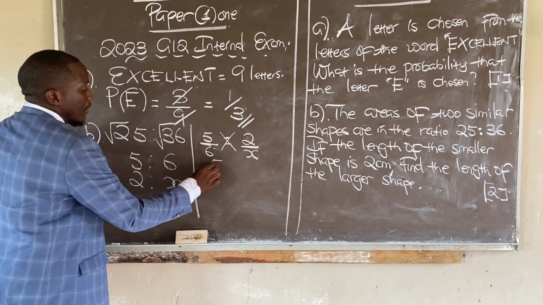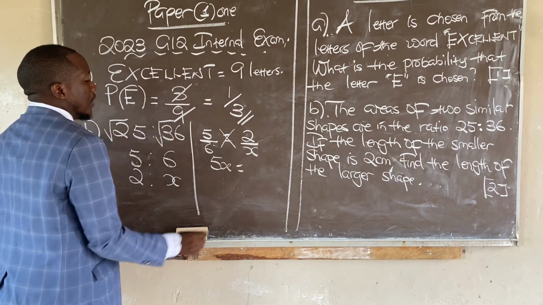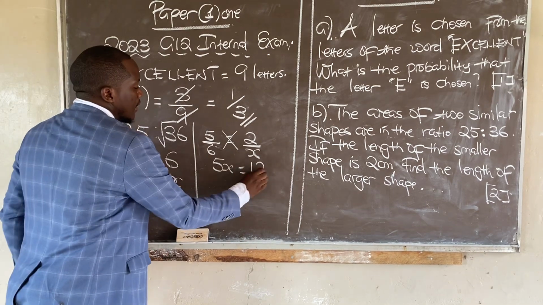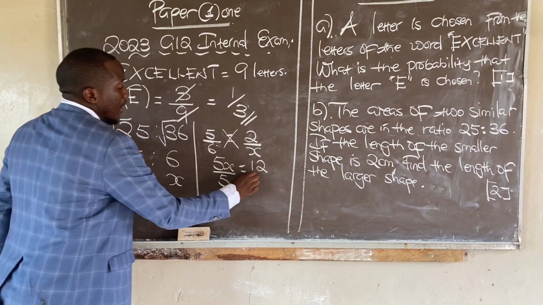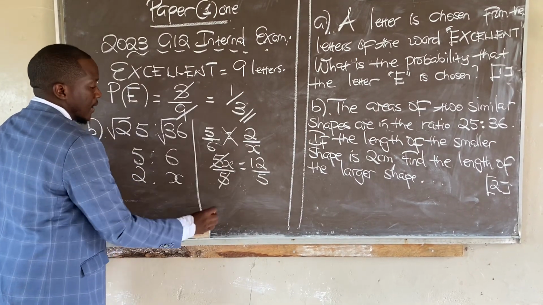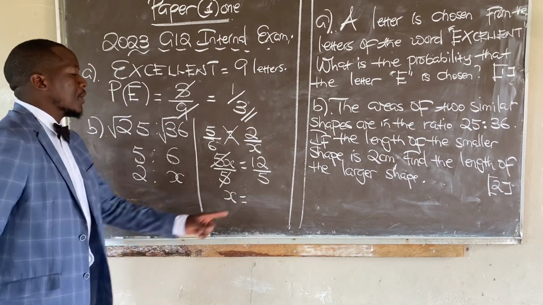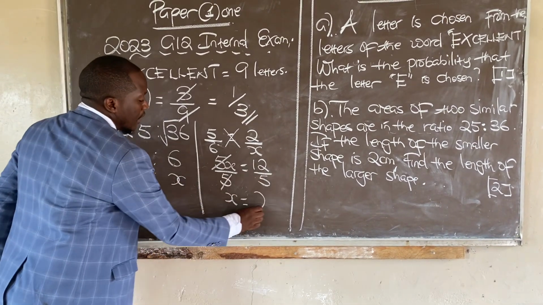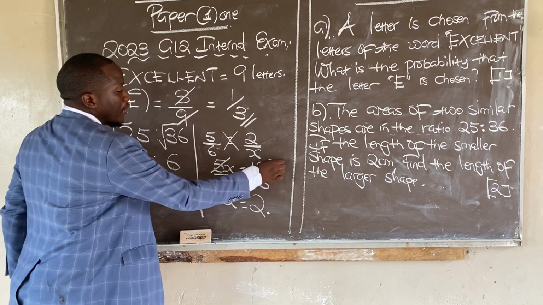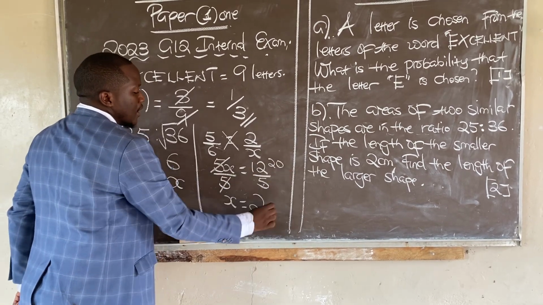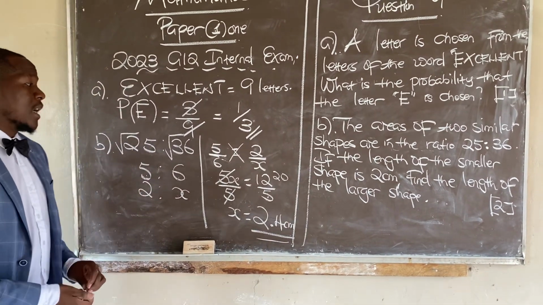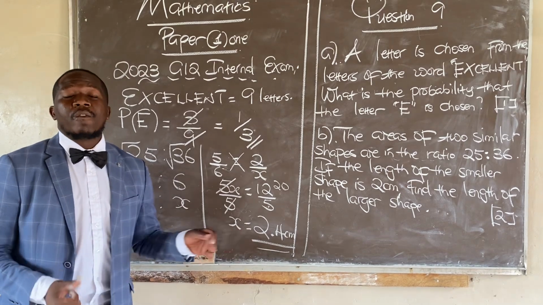5 times X, we're going to say that is 5X, which is going to be equal to 2 times 6. In this case, we're going to get 12. So divide by 5 and also divide by 5. So this 5 and this 5 cancel. We're going to get X, which is going to be equal to 12 divided by 5. 5 into 12, we're going to get 2, remainder 2. 5 into 2, we're going to write a point. We add a 0. 5 into 20, we're going to get 4. So this one is 2.4 centimeters. So this is the length of the larger shape.